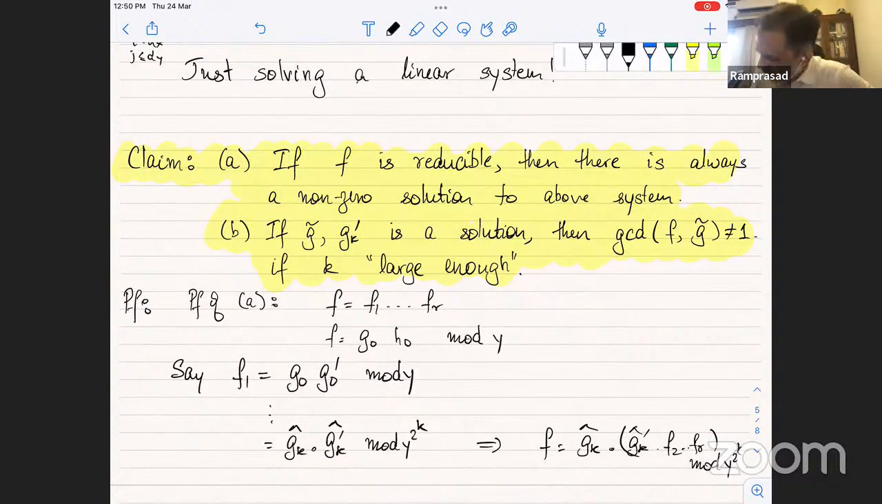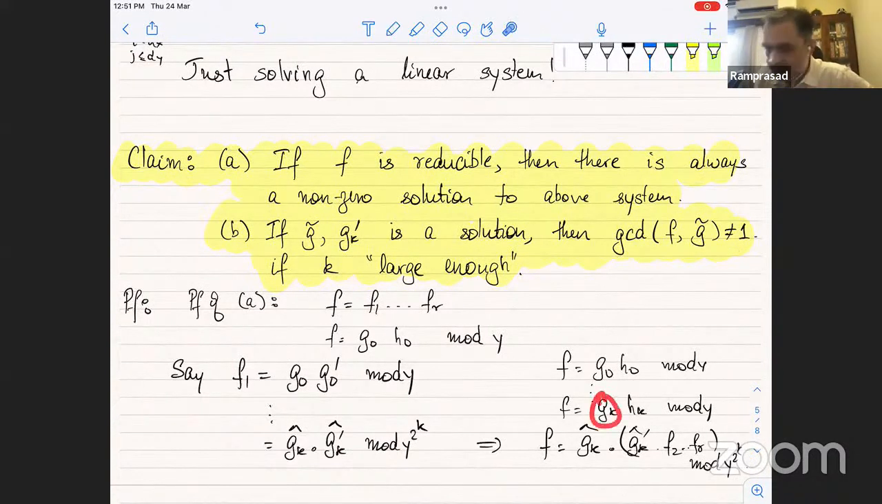But notice we had also done another thing. We had started off with F equal to G0 H0 mod Y, and we ended up lifting this to get F equal to GK HK mod Y to the power 2 to the power K. And that basically tells us, notice that GK was a monic polynomial which was lifted from G0 H0. But it feels like GK prime is also another monic polynomial that appears to be lifted from G0 G0 prime, but had you multiplied this with F2 to FR, you would have gotten the same thing.